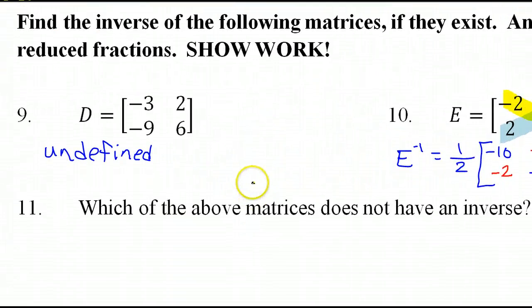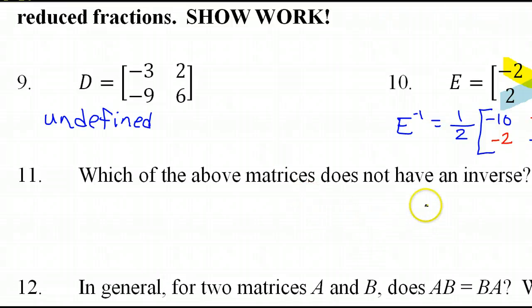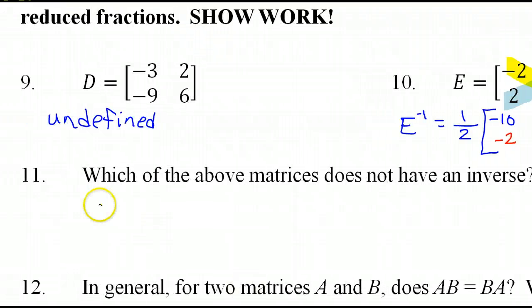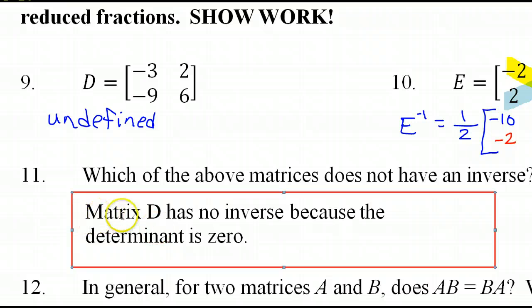Let's see what's up with 11. Which of the above matrices does not have an inverse? This is kind of a silly question because since they just asked us to find the inverse, we already saw that number 9 didn't have an inverse. So it's kind of the same question twice to me, except for maybe the explanation. Obviously, matrix D does not have an inverse, because the determinant was 0.